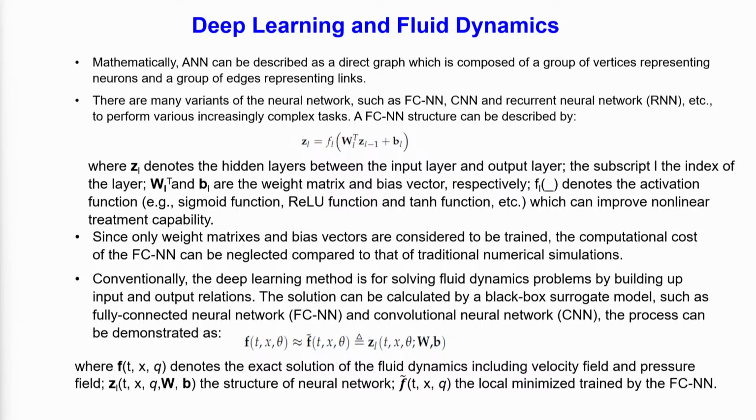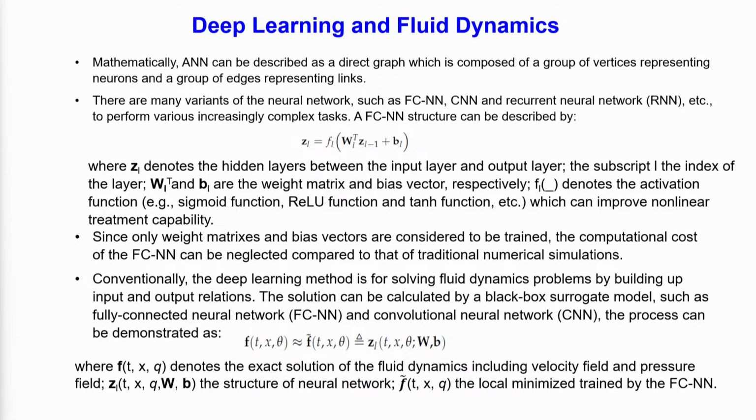So, quite simple to code as such, but there are open source things, and since only weight matrices and bias vectors are to be trained, that is W and B, the computational cost can be neglected as compared to the traditional numerical. Now, think about all our traditional CFD.